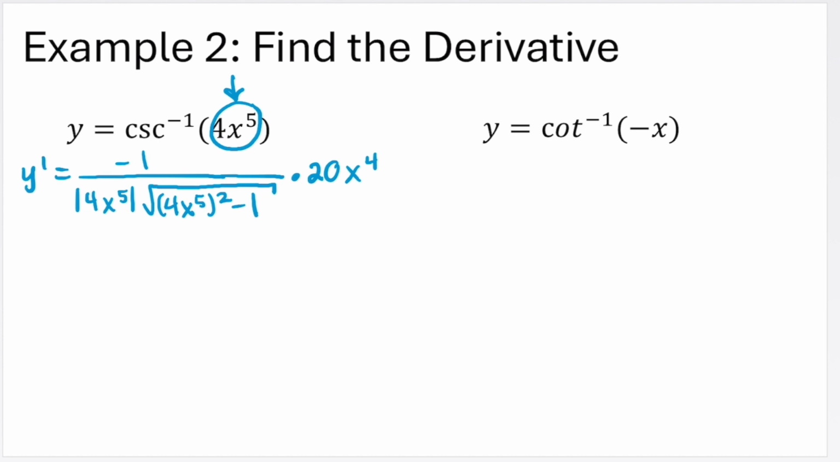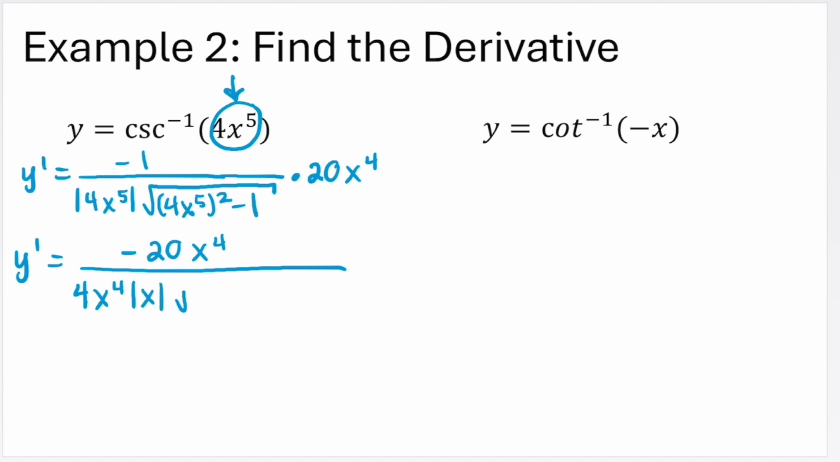And that's just going to allow me to cancel some more stuff out. So I'm going to pull a 4x to the 4th out of the absolute value. So I'm going to rewrite this. It'll be y prime equals negative 20x to the fourth over 4x to the fourth times the absolute value of x times the square root of 4x to the fifth squared, which is 16x to the 10th minus 1.